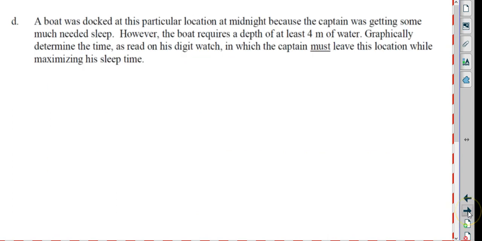A boat was docked at this particular location at midnight because the captain was getting some much needed sleep. However, the boat requires a depth of at least 4 meters of water. Graphically determine the time as read on his digital watch at which the captain must leave this location while maximizing his sleep time. We still have to convert.